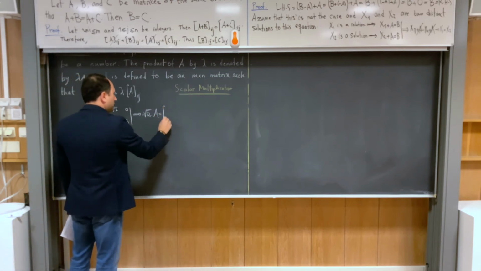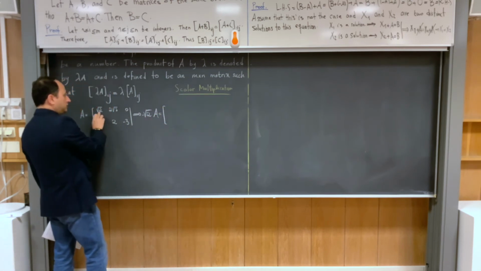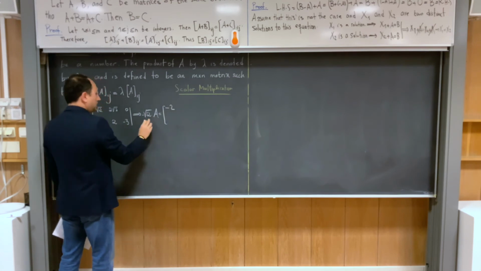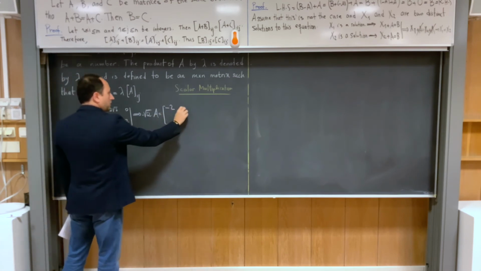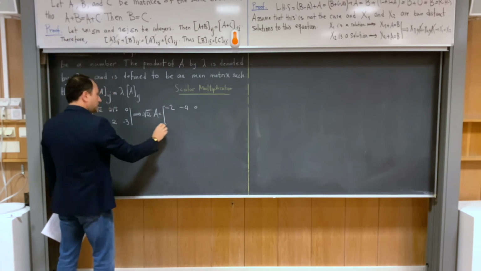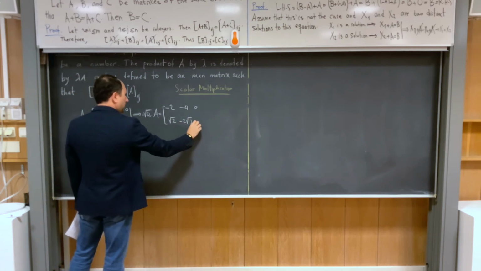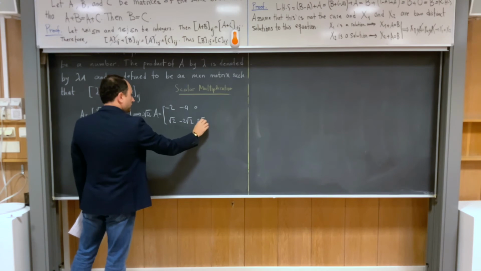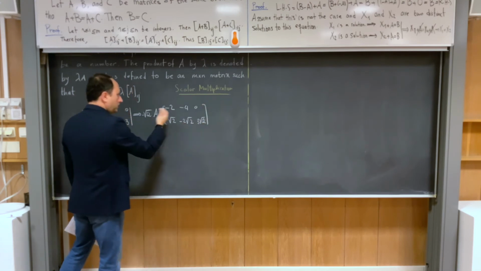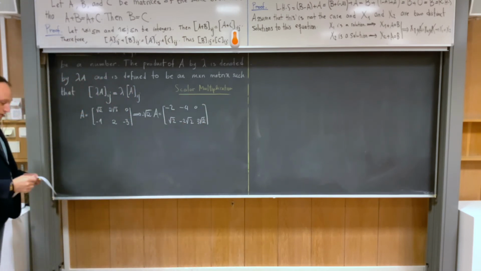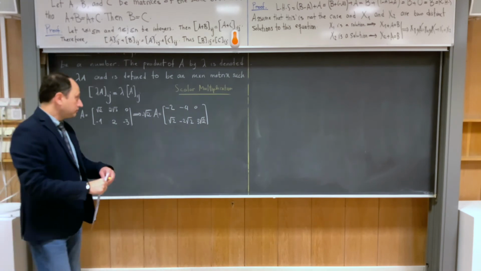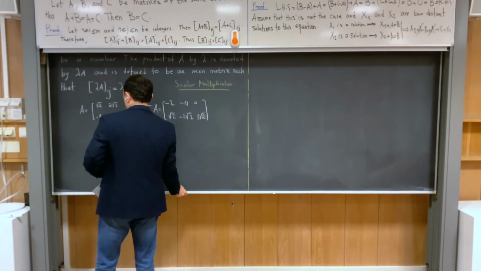So the answer becomes minus the square root of 2 times the square root of 2, which is minus 2. This one multiplied by that is minus 4, 0, and then you have positive square root of 2, negative 2 square root of 2, and then finally positive 3 square root of 2. So multiplying a number by a matrix is very simple. So let me give you a little bit better example here.